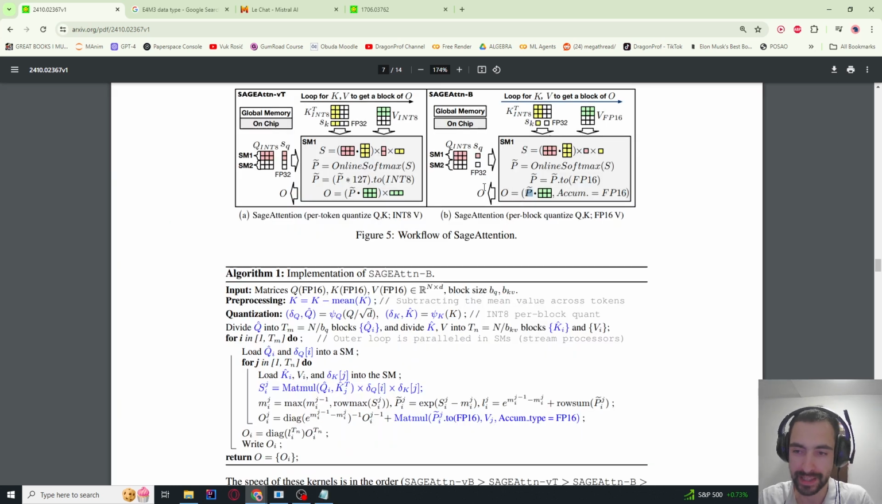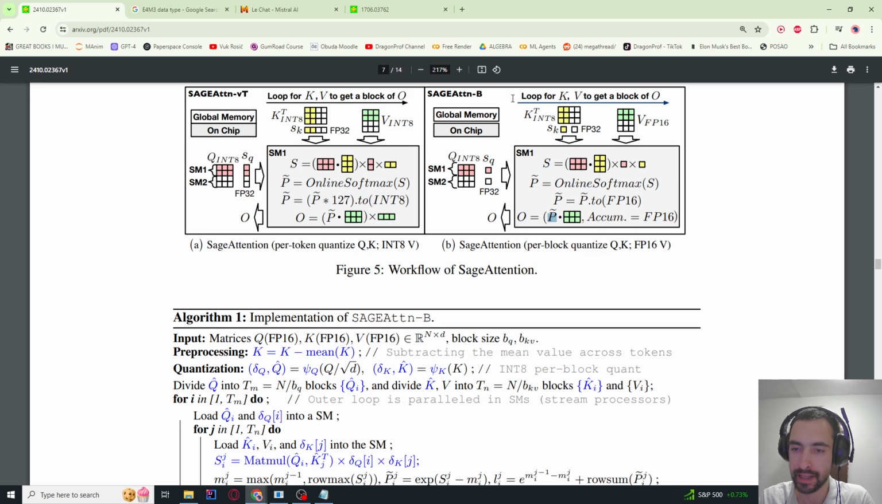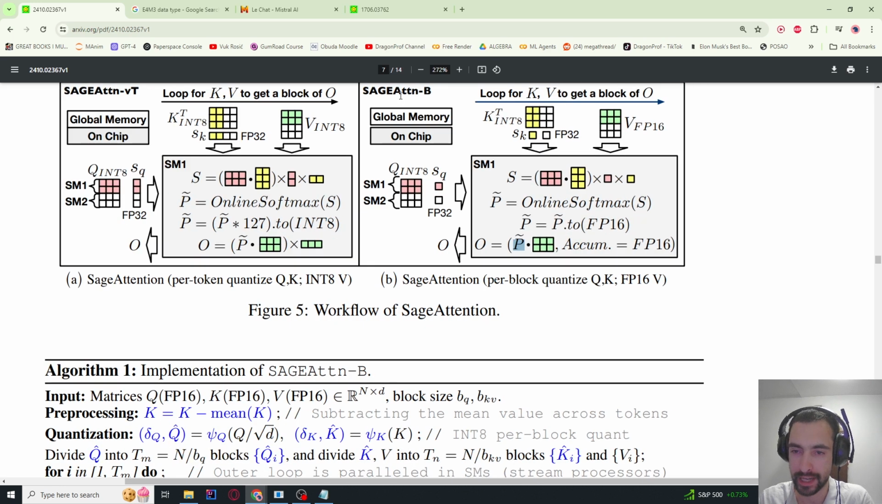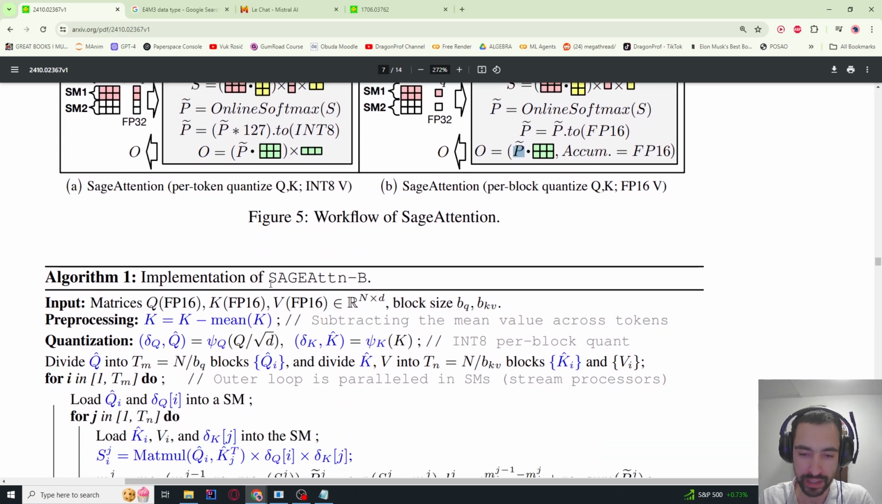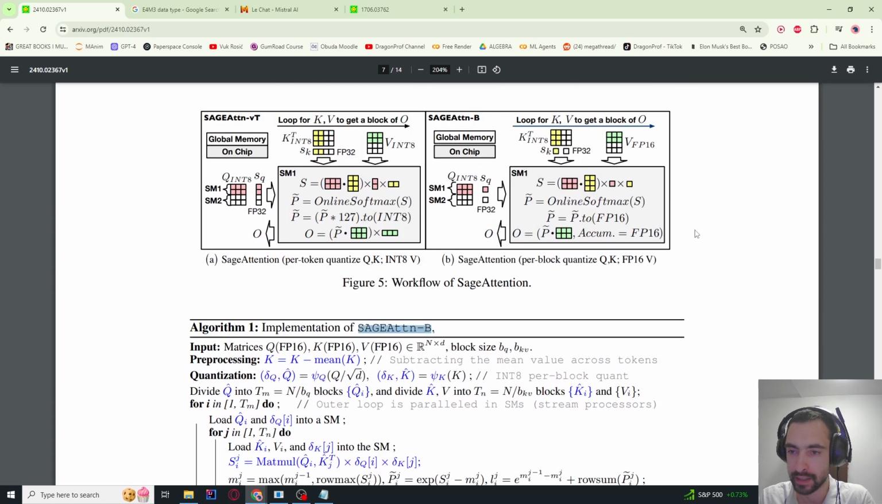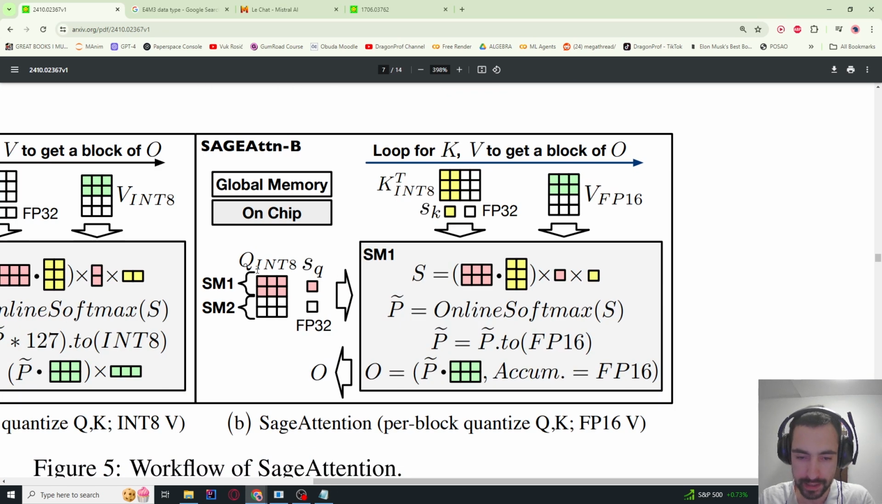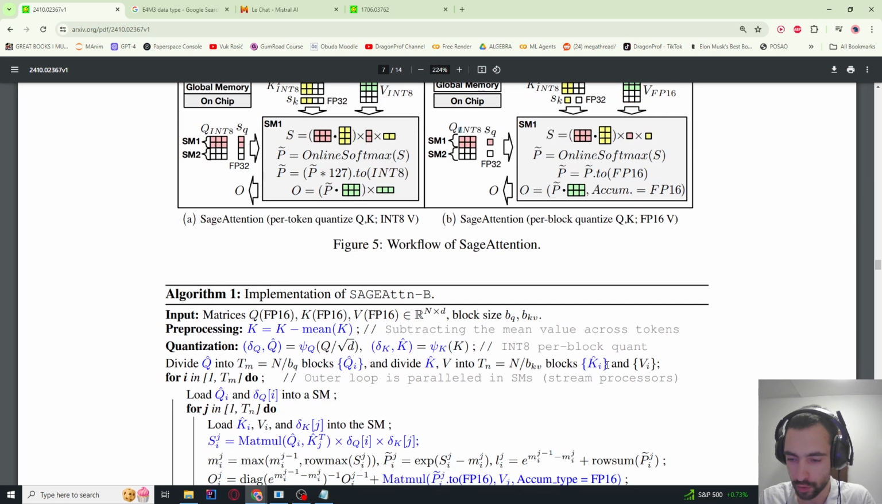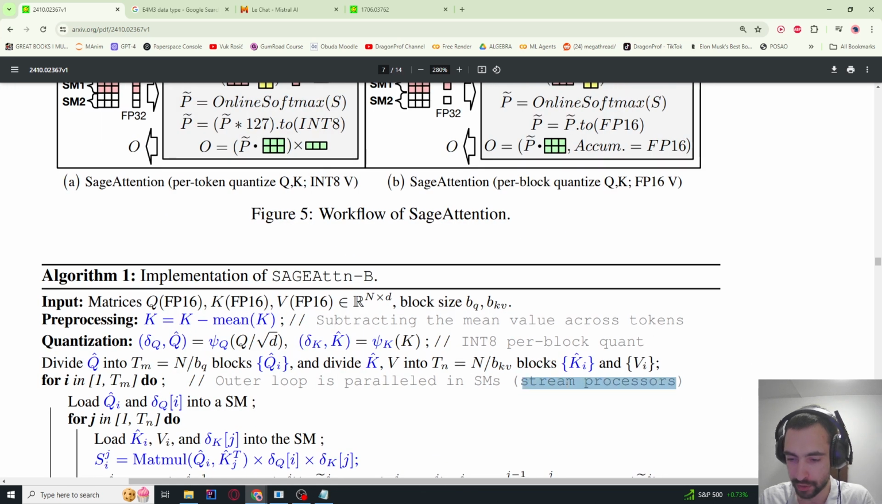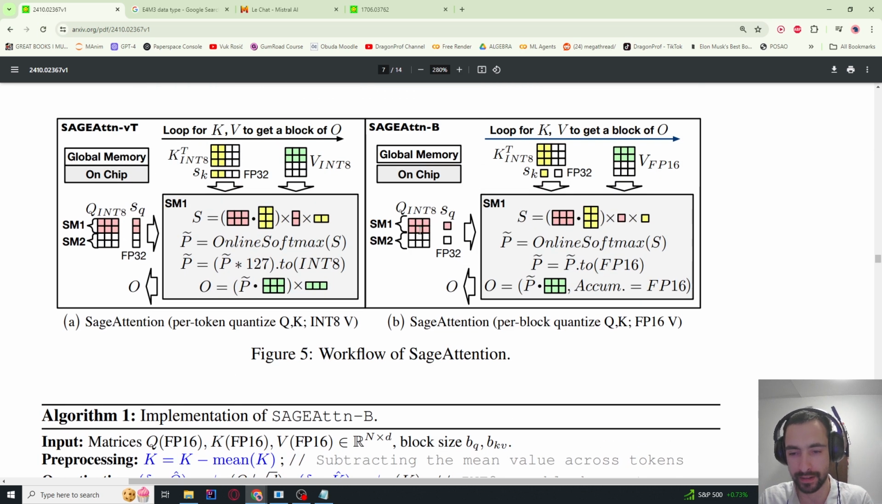Now let's explain the algorithm. So we're gonna look into this right box, SageAttention B, and that algorithm is implemented here. First we can see this Q matrix here, and it's split into these two parts. They call these stream processors. I believe these stream processors are literally memory spaces where these parts are written, and these parts will be processed parallelly inside of stream processors, so inside of memory.